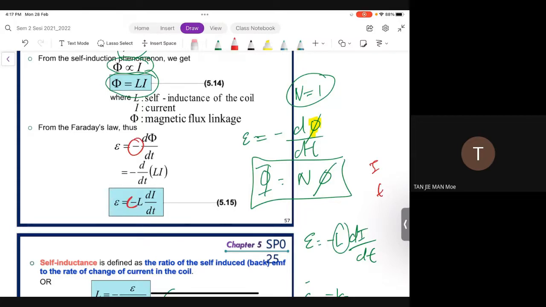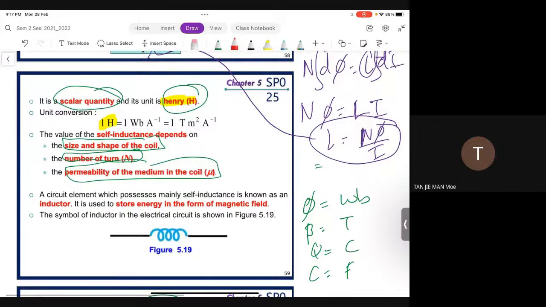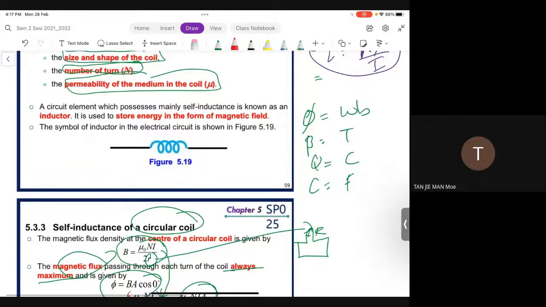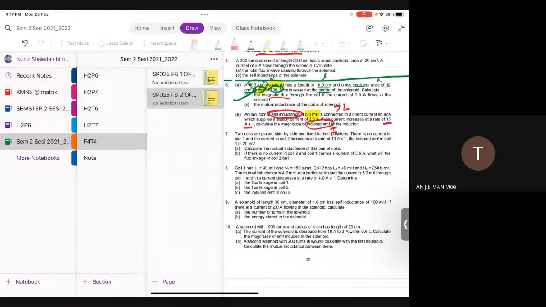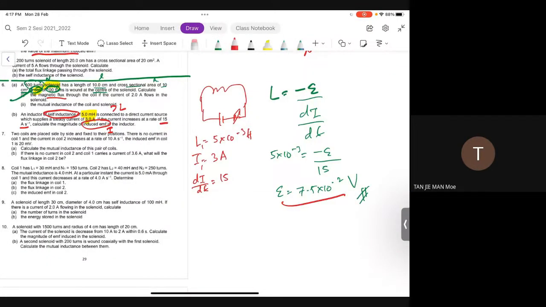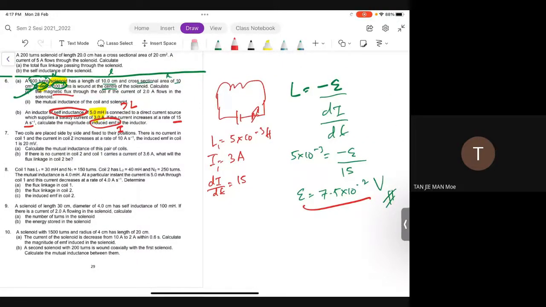Bila you masukkan nilai you akan dapat negatif. Tapi EMF, we don't have the value is negative. We always have EMF sentiasa positif sebab dia adalah energy provided. So jawapan akhir awak tu biar dia dalam positif. Di over dt you akan dapat ni, so you akan masuk ni, so you akan dapat EMF dalam positif.